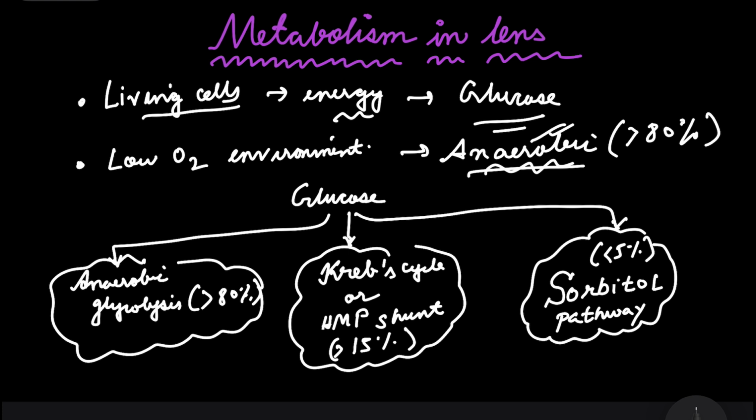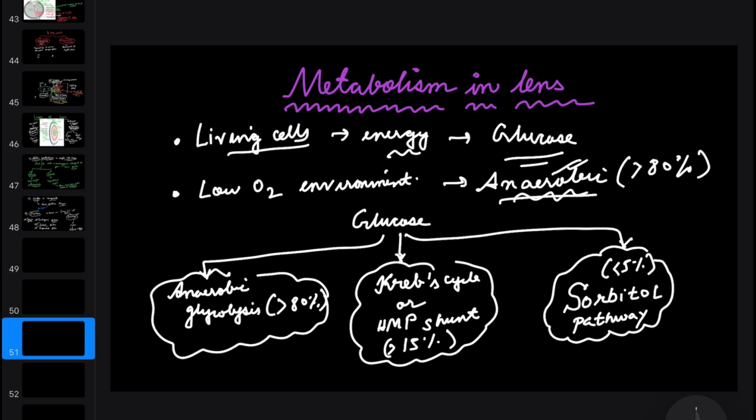When exactly are these pathways functioning and what exactly is going on? Let's explore all of these in a little bit more detail, not a lot of detail, because HMP shunt, Krebs cycle, glycolysis, these are all topics of biochemistry, right? Even the sorbitol pathway. So we are not going to deal with all of these in a lot more detail here. Rather, we will see the applied aspects of these.